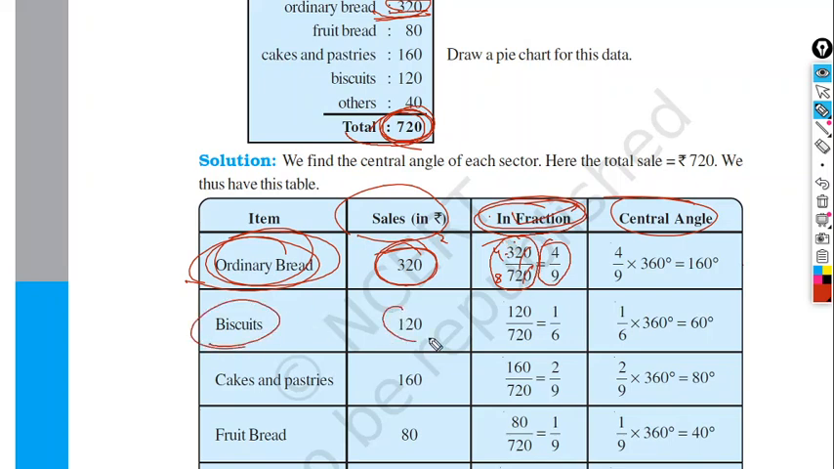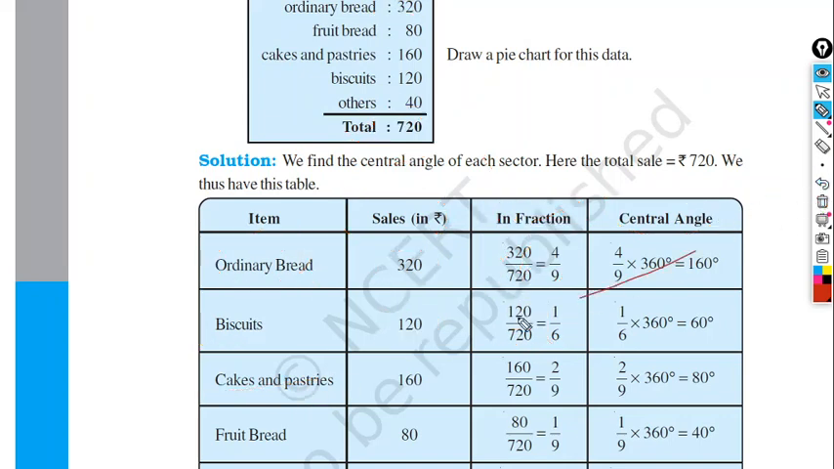Similarly, biscuit is 120 rupees, that means 120 out of 720 rupees total. So that will be equal to 1 by 6. Cakes and pastries is 160. Here you can see 160 rupees of cakes has been sold. So 160 divided by 720 equals 2 by 9. And now fruit, similarly we divide 80 by 720, that will be 1 by 9.